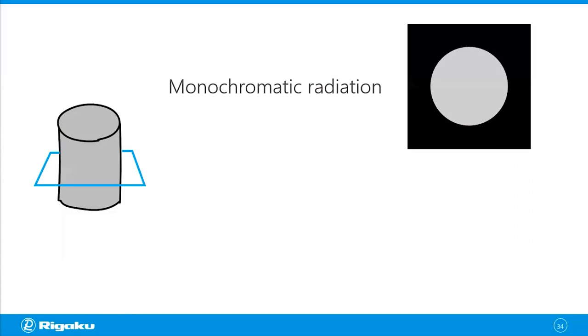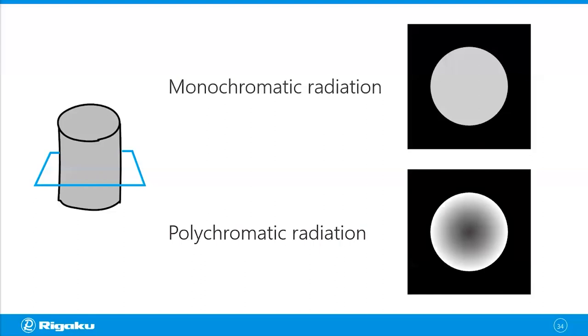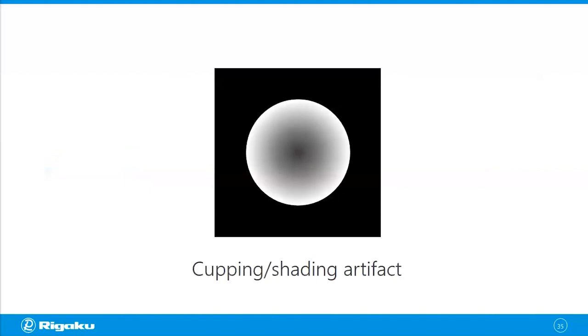But in reality, when we scan this sample in just a regular laboratory, you would have to use polychromatic radiation, meaning that you would be using a tungsten target-based X-ray source and you apply high voltage, so that you can get high energy X-rays. In that case, you have polychromatic radiation with a range of energies, and that causes beam hardening, and you end up having a cross-section that looks like this. And this is called a cupping artifact or shading artifact, and this is a typical artifact you would get when you're looking at a cylinder-shaped mineral or rock sample.